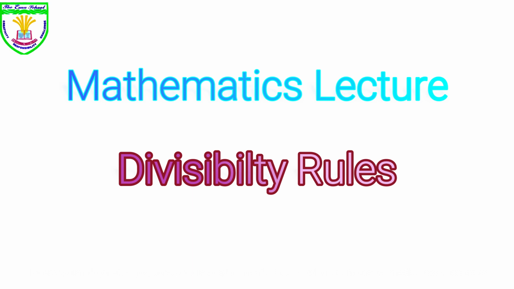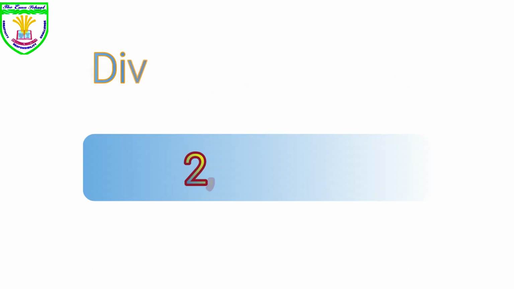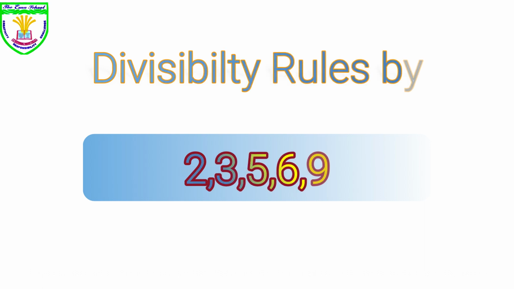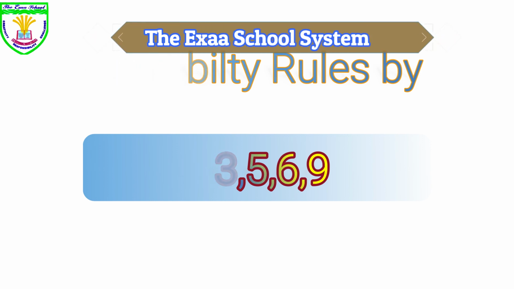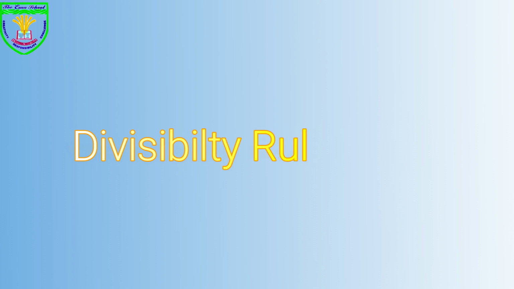With the help of divisibility rules, without actually dividing the number, we can find out whether the number is divisible by any other number or not. So today we will learn divisibility rules for the numbers 2, 3, 5, 6 and 9. In the next lecture, we will learn divisibility rules for the other numbers like 4, 7, 8, 10, 11 and so on.